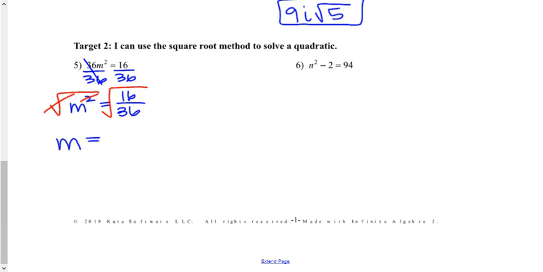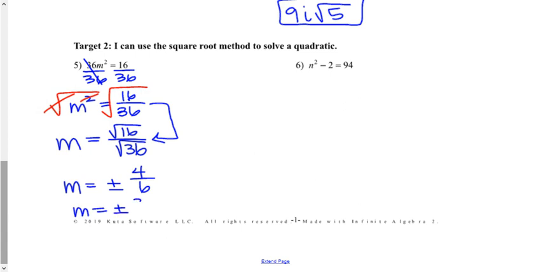Now, what you can do when you're taking the square root of a fraction like that is you can just take the square root of the top and the square root of the bottom. That's essentially what I was saying right here. These are the same thing, just written differently. And now it makes more sense because 16 is a perfect square and so is 36. So I get m equals the plus or minus version of 4 over 6, because the square root of 16 is 4 and the square root of 36 is 6. So I can actually reduce that down a little bit farther. 4 over 6 is just 2 over 3. So I get m equals the plus or minus version of 2 over 3.